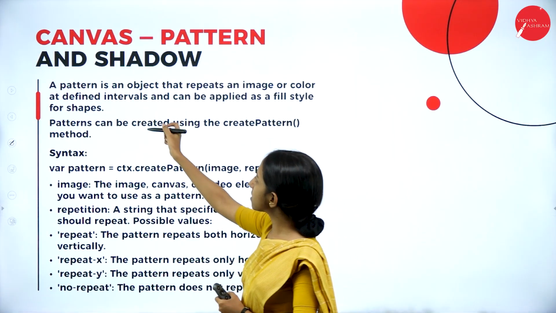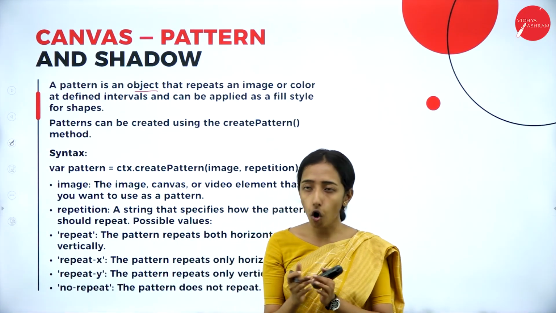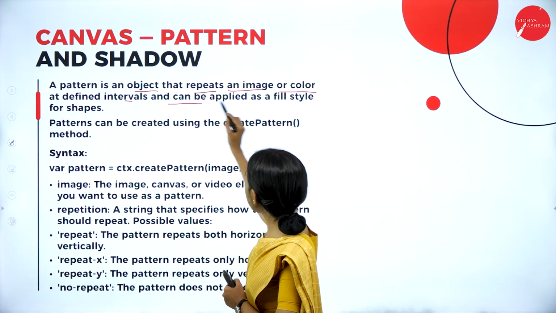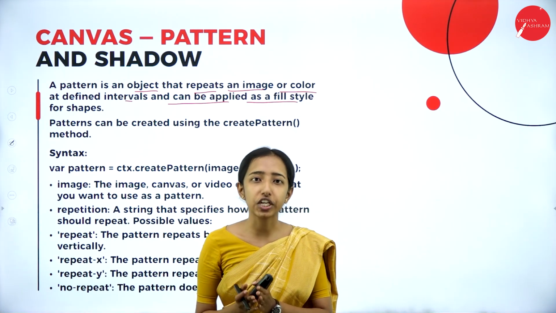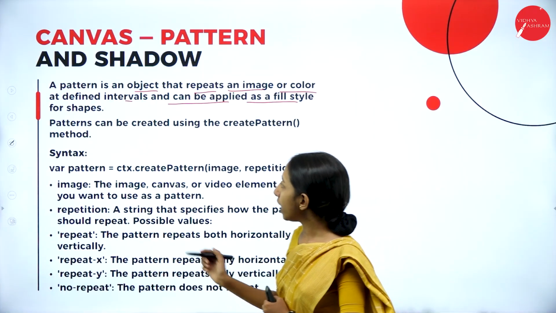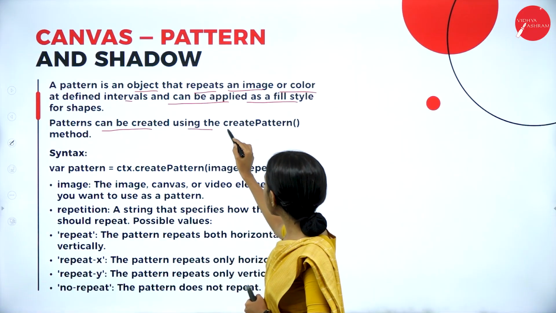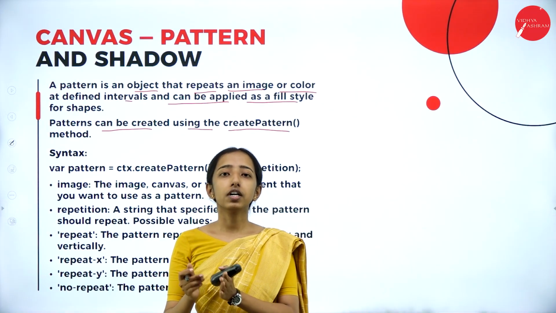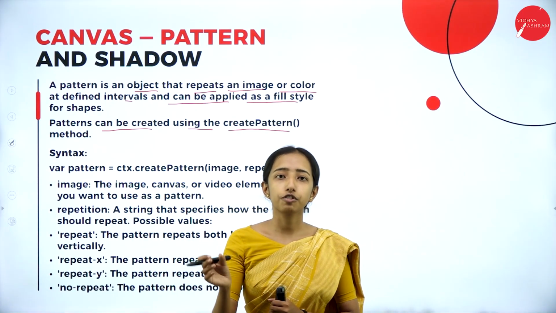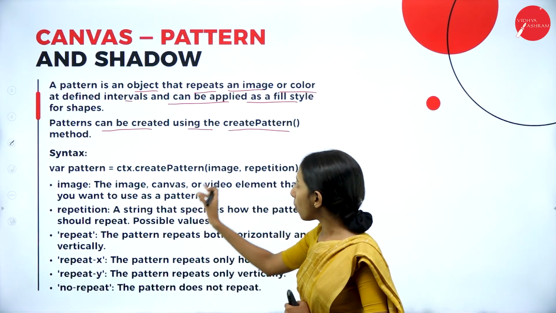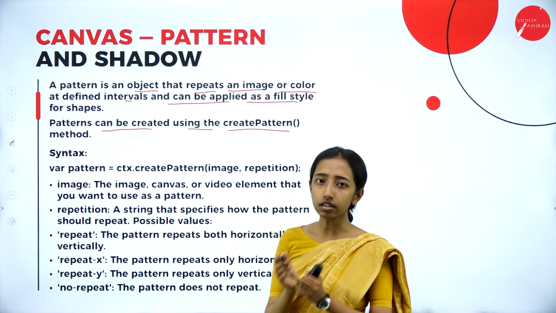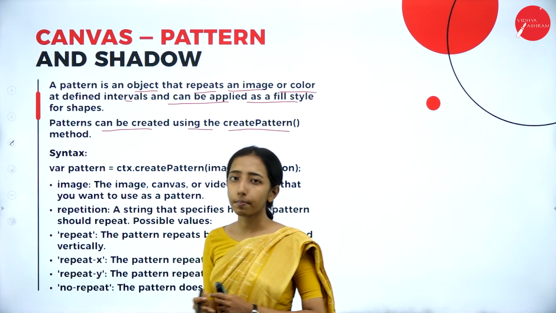A pattern is an object. A pattern is an object that repeats an image or the color at defined intervals and can be applied as a fill style for the shape. So a pattern is like an object which repeats itself. The pattern can be created using the createPattern method. When we were learning about the Bezier curve, we had methods such as bezierCurveTo or quadraticCurveTo. Here, when we want to create a pattern in the canvas, we have a method that is the createPattern method. Here we have an example of the syntax.